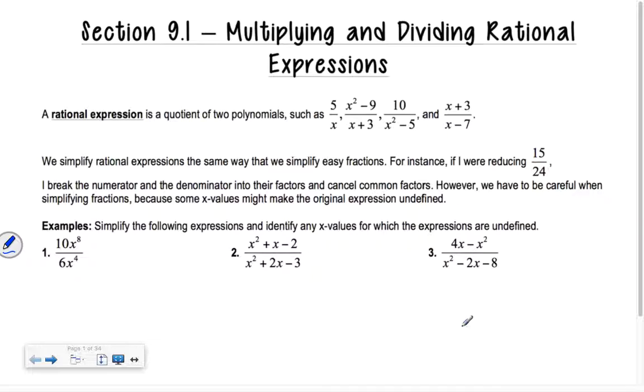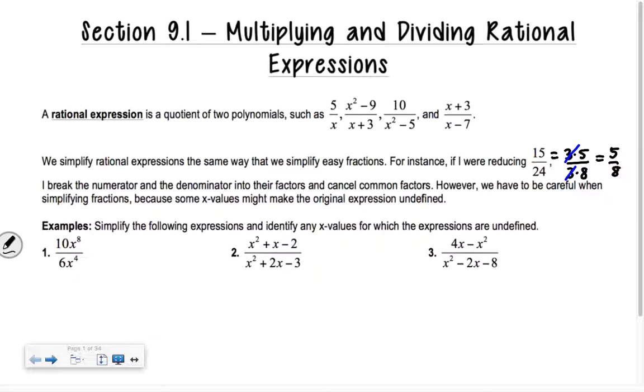We simplify rational expressions in the same way that we simplify easy fractions. For instance, if you were reducing 15 over 24, you could break the numerator and denominator into their common factors. What is in common with 15 and 24? 3, right? So we think of this as 3 times 5 over 3 times 8, and they're both divisible by 3, so I'm going to reduce it by dividing by 3 and dividing by 3, and then we get 5/8, right? That's what we're going to do with these.